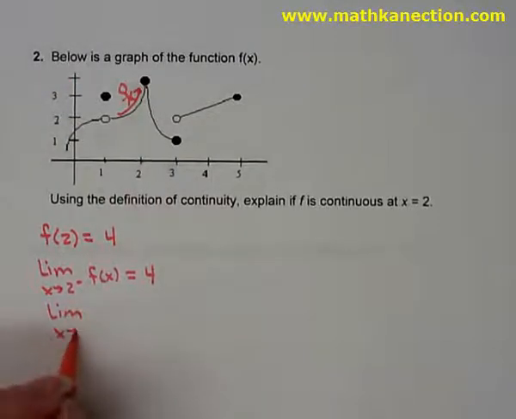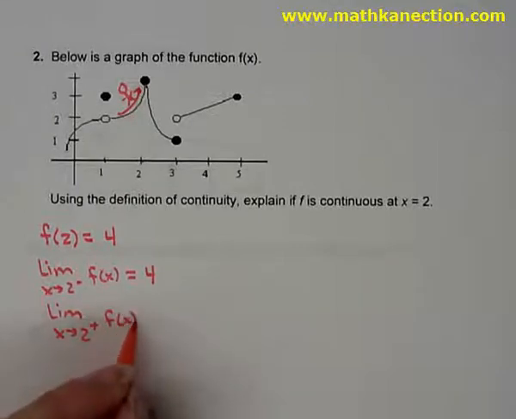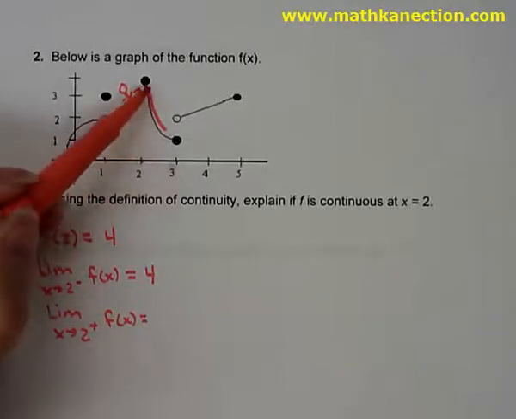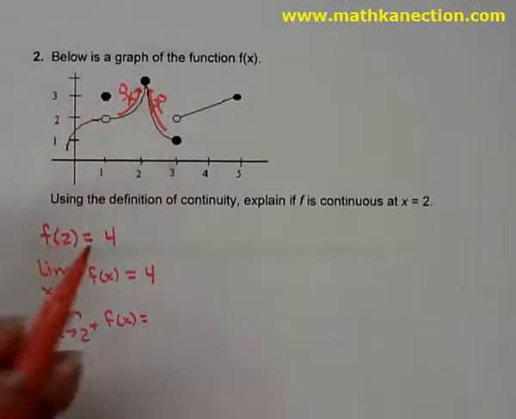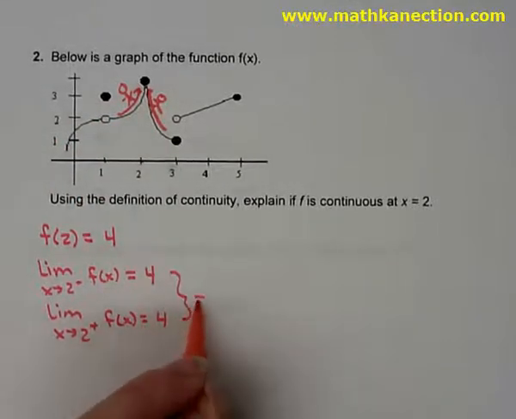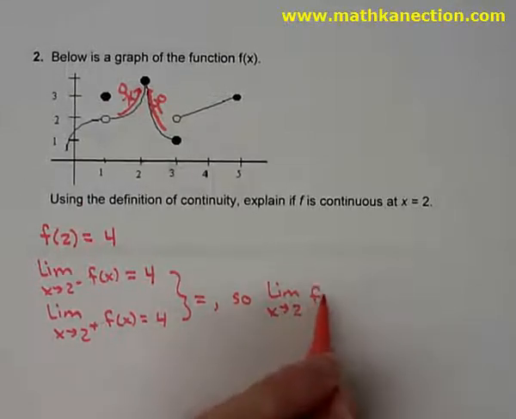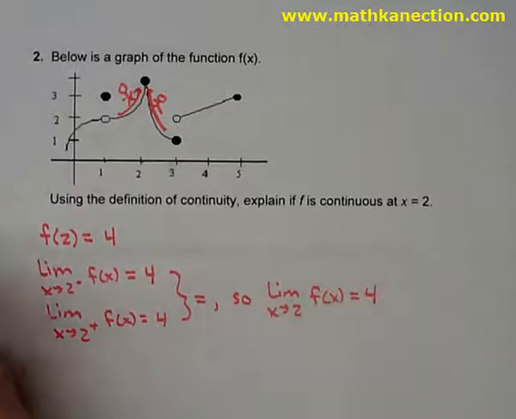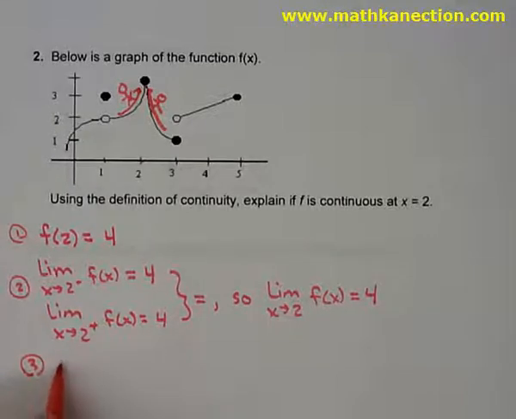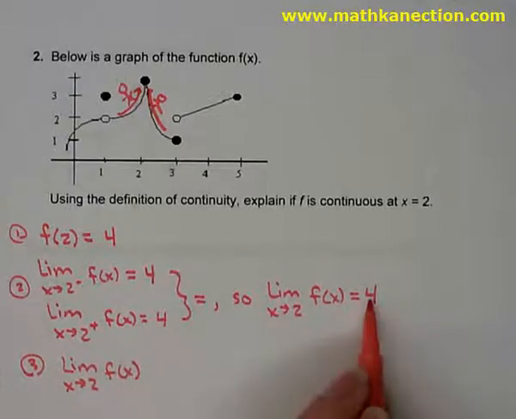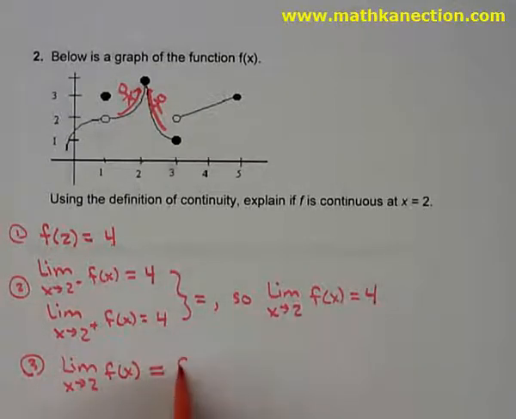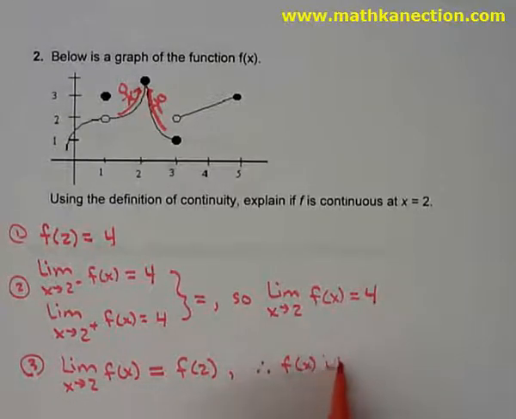Looking at the limit as x approaches 2 from the right side of f of x, along the graph coming from the right side of x equals 2, the graph is going towards 4. They're equal to each other, so the limit as x approaches 2 of f of x is equal to 4. So we've completed the first and second step. In the third step, is the limit as x approaches 2 of f of x equal to f of 2? Since the limit is equal to 4, and f of 2 is also equal to 4, they are equal to each other. Therefore, f of x is continuous at x equals 2.